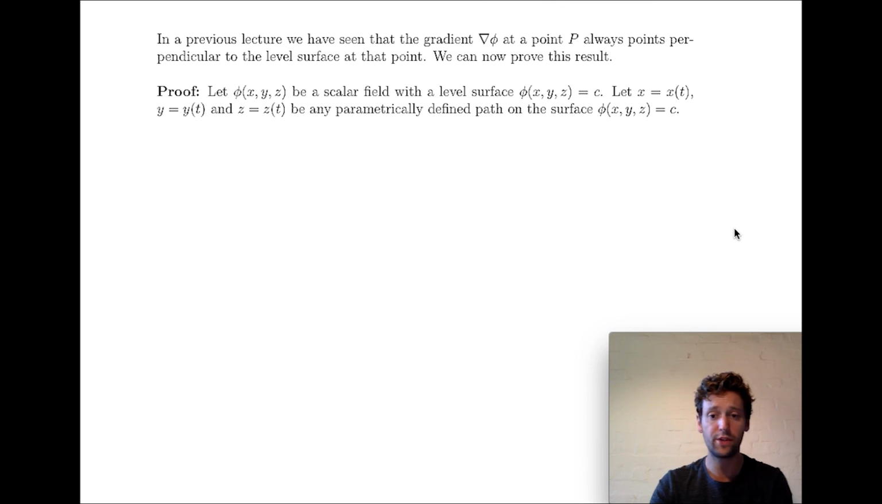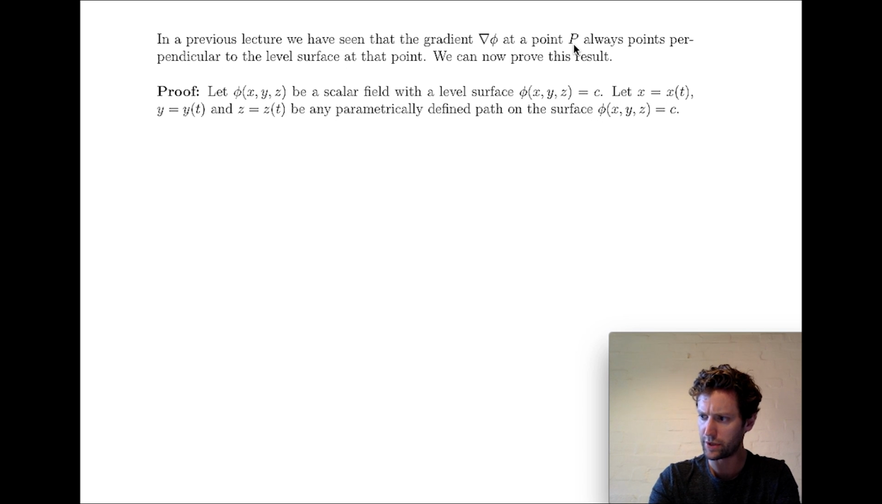Now, one of the things that we saw in one of the lectures in the last topic was this very important idea that the gradient of a scalar field, grad phi, at a particular point, always points perpendicular to the level surface at that point, where the scalar field phi takes a constant value. So now we're able to prove that using some of the ideas we've developed in this lecture.